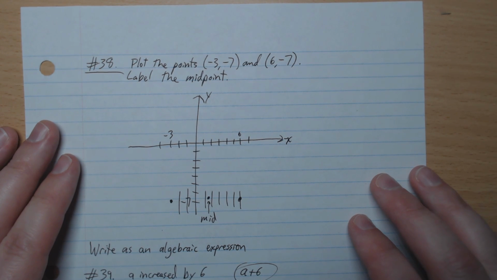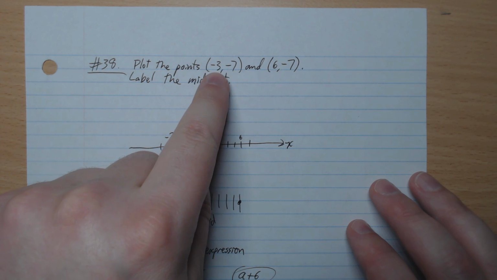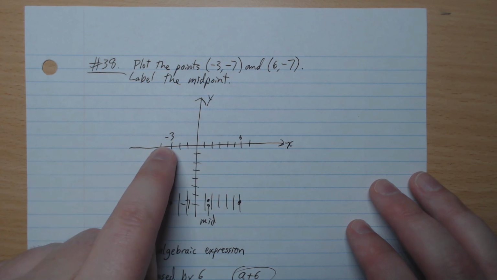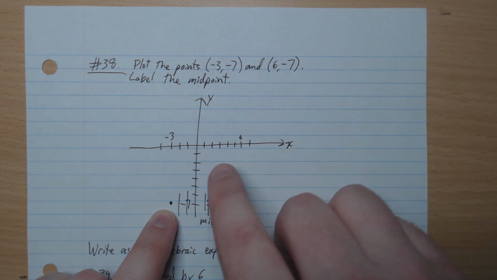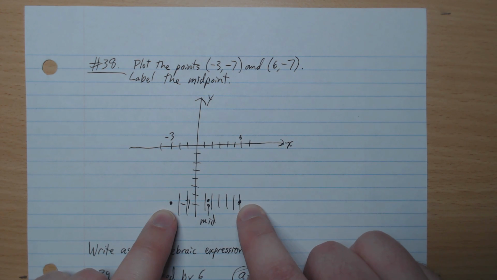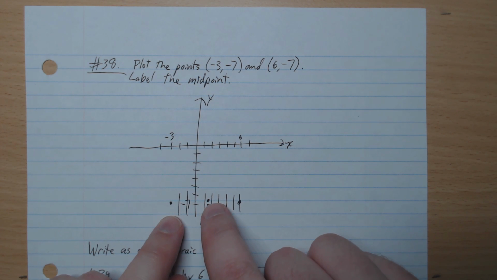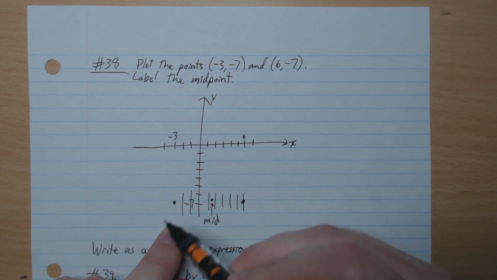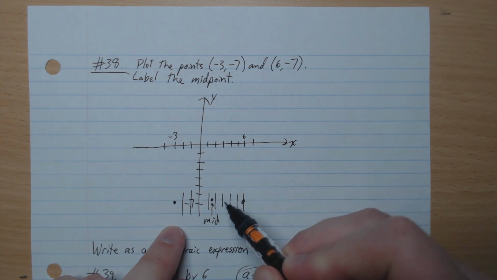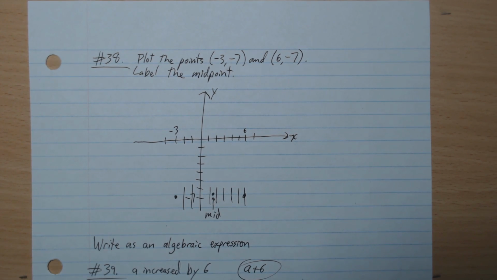38. Plot the points negative 3, negative 7, and 6, negative 7. Label the midpoint. So negative 3, negative 7, so we're going 1, 2, 3, down by 7. There's our first point here. 6, negative 7, we're going to 6 down to negative 7. Label the midpoint. The midpoint here is 1, 2, 3, 4 and a half. So that is our midpoint right there.